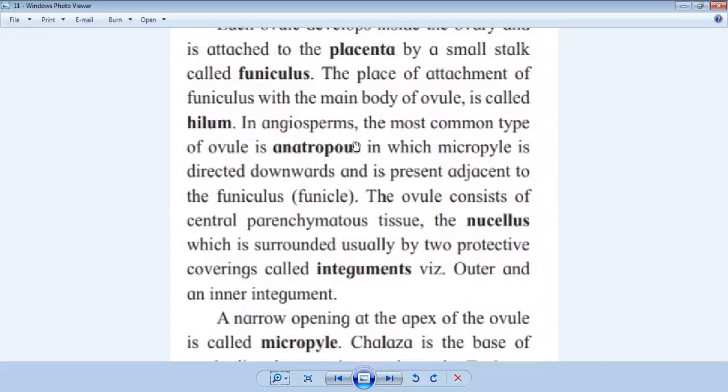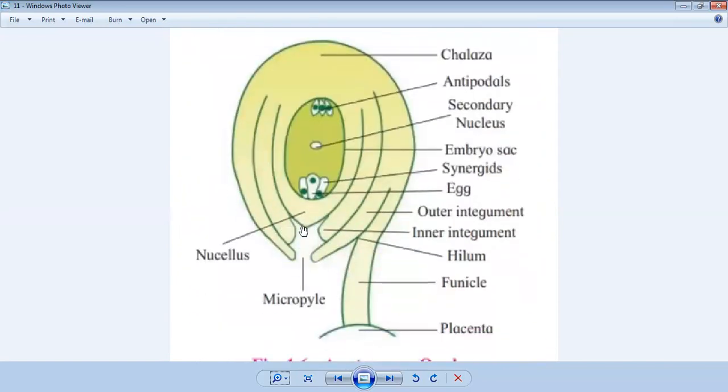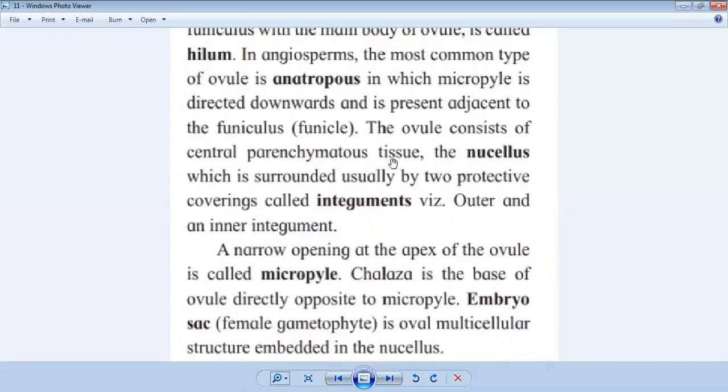In case of angiosperms, the most common type of ovule is the anatropous ovule. ठीक है, एंजियोस्पर्म के केस में जो ओव्यूल होता है वो एनाट्रोपस ओव्यूल होता है. Now what is this anatropous ovule? ये anatropous ovule क्या होता है? The ovule in which the micropyle is directed downward and is present adjacent to the funiculus. ठीक है, एनाट्रोपस ओव्यूल के केस में जो एक माइक्रोपाइल मतलब जो ओपनिंग होती है, और ये ओव्यूल इज डाउनवर्डली डायरेक्टेड ओपनिंग, मतलब नीचे की तरफ इसकी ओपनिंग होती है. इस तरह के ओव्यूल को कहा जाता है एनाट्रोपस ओव्यूल.